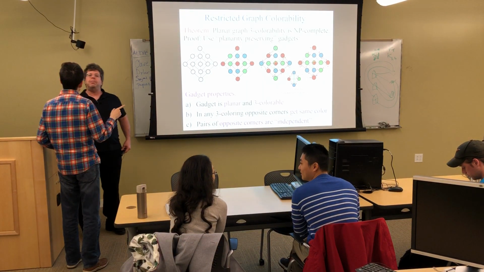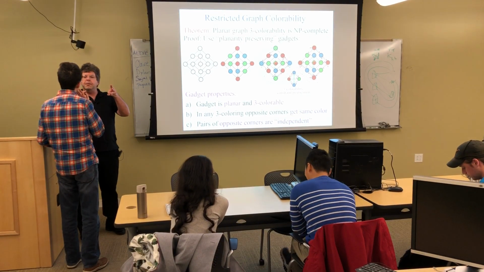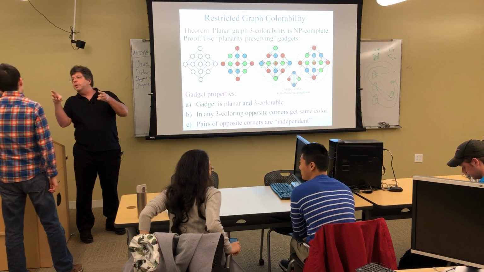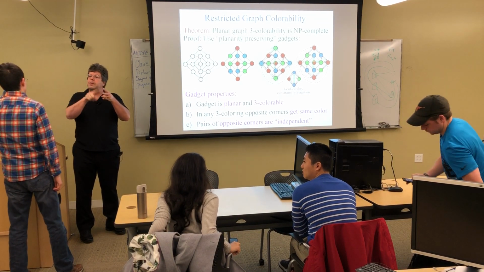K33 is the bipartite graph on 3 and 3. So bipartite means every node here is connected to every node there and vice versa, but not to each other. That's all.